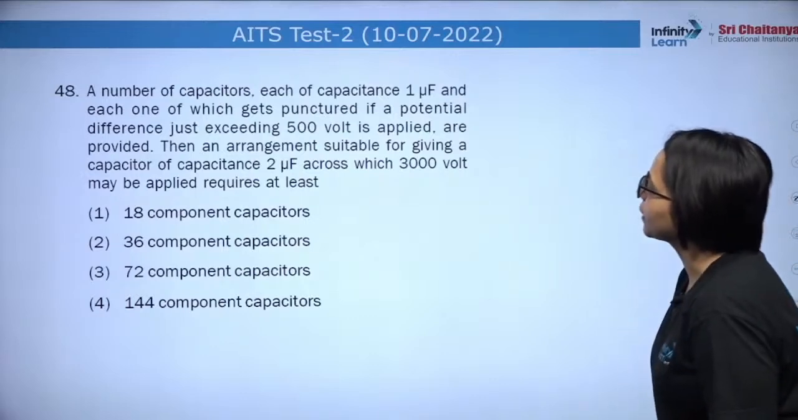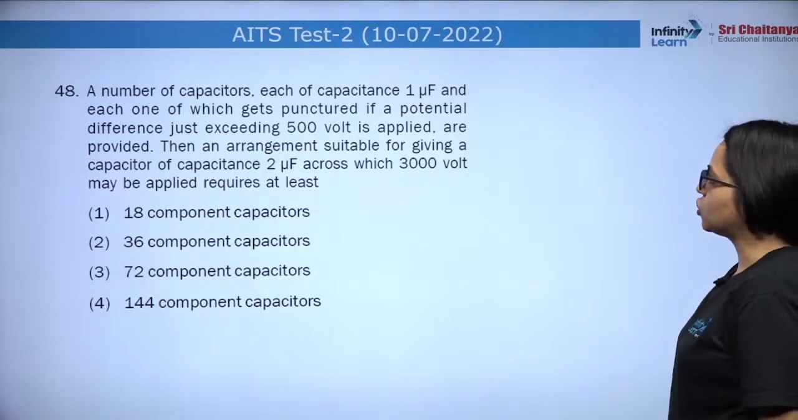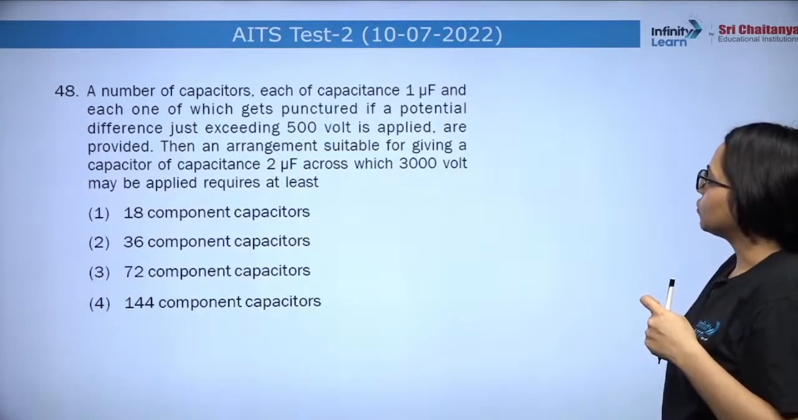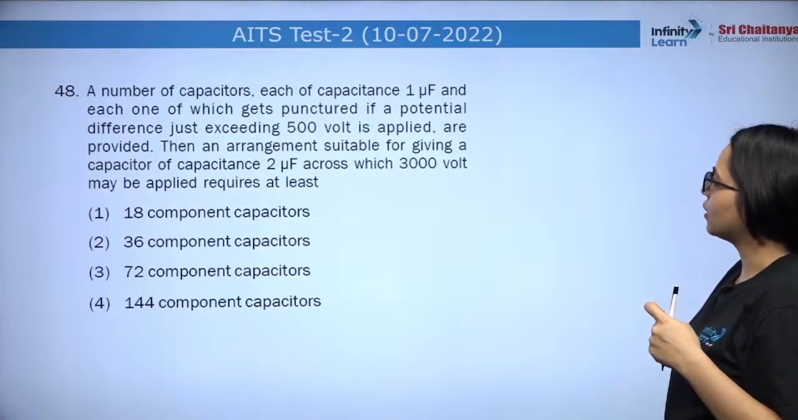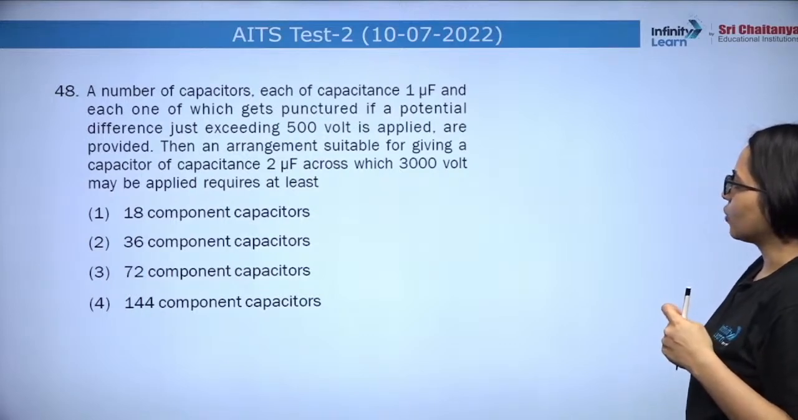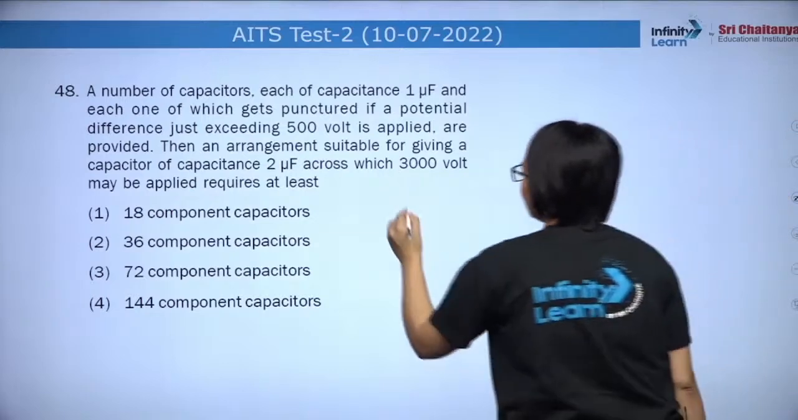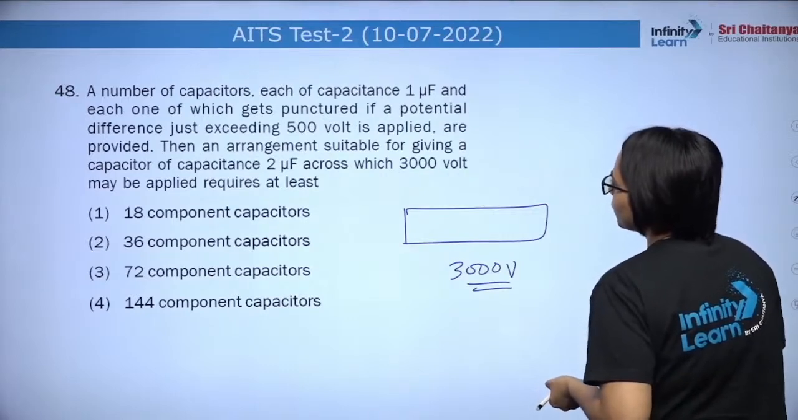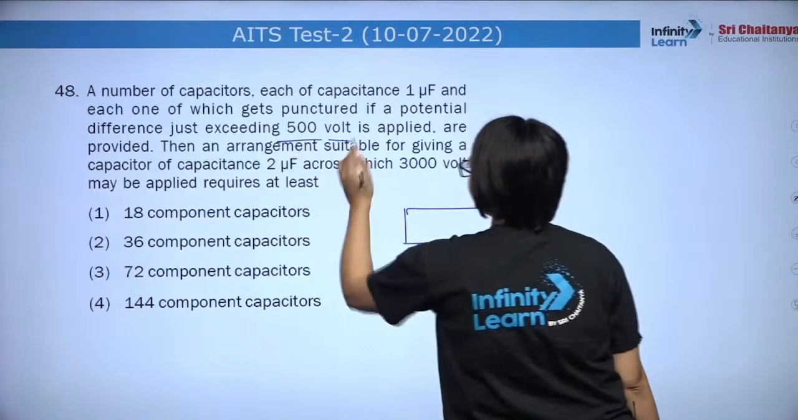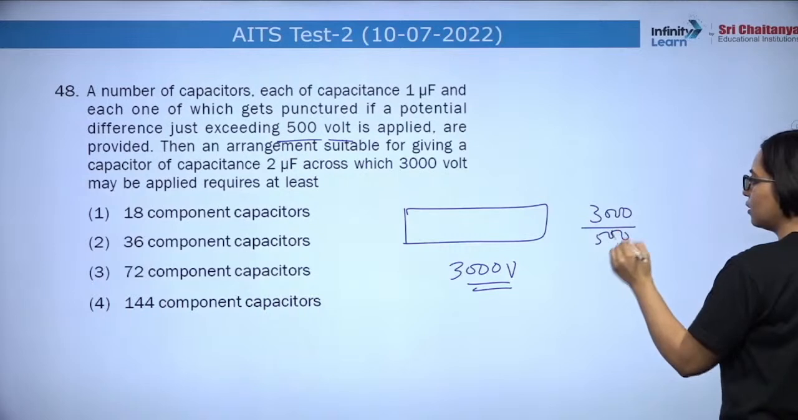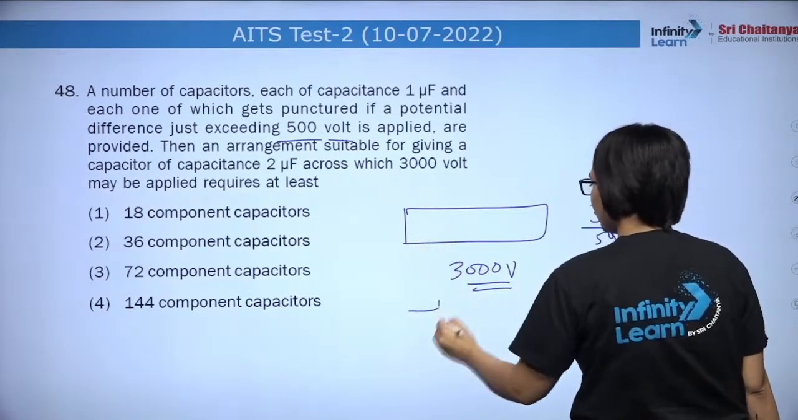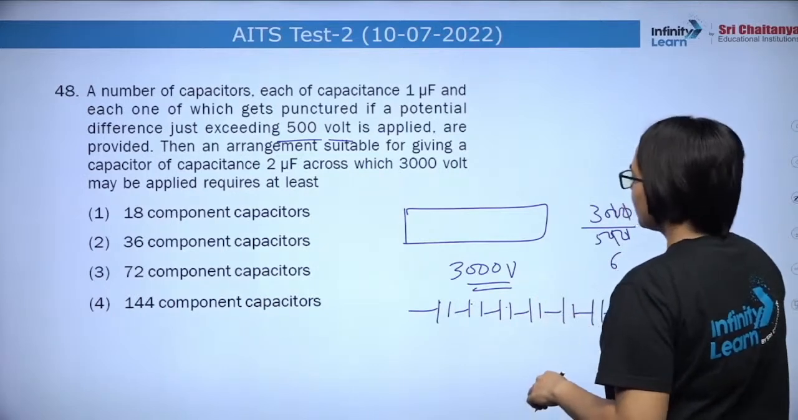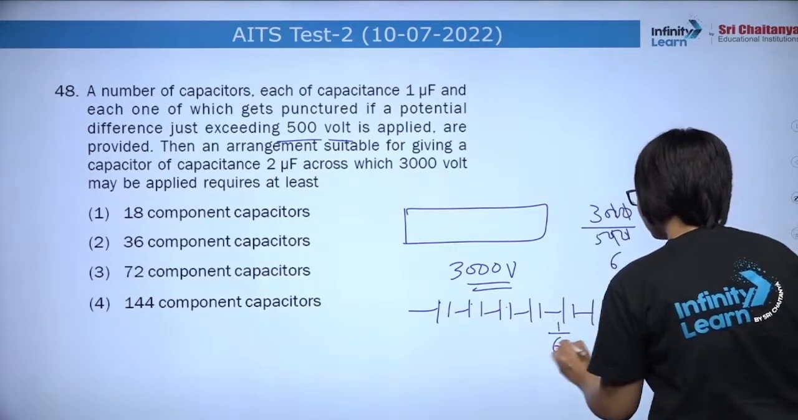We have a number of capacitors, each of capacitance 1 microfarad, and each one of which gets punctured if a potential difference just exceeding 500 volt is applied. Then an arrangement suitable for giving a capacitance of 2 microfarad across which 3000 volt may be applied requires at least. Okay, so we need a combination across which we can apply 3000 volt, and one capacitor can hold up to 500. So in series you can have 6 capacitors, each having a 500 volt potential difference, right? Now, each is 1 microfarad, so this is equivalent to 1 by 6 microfarad.